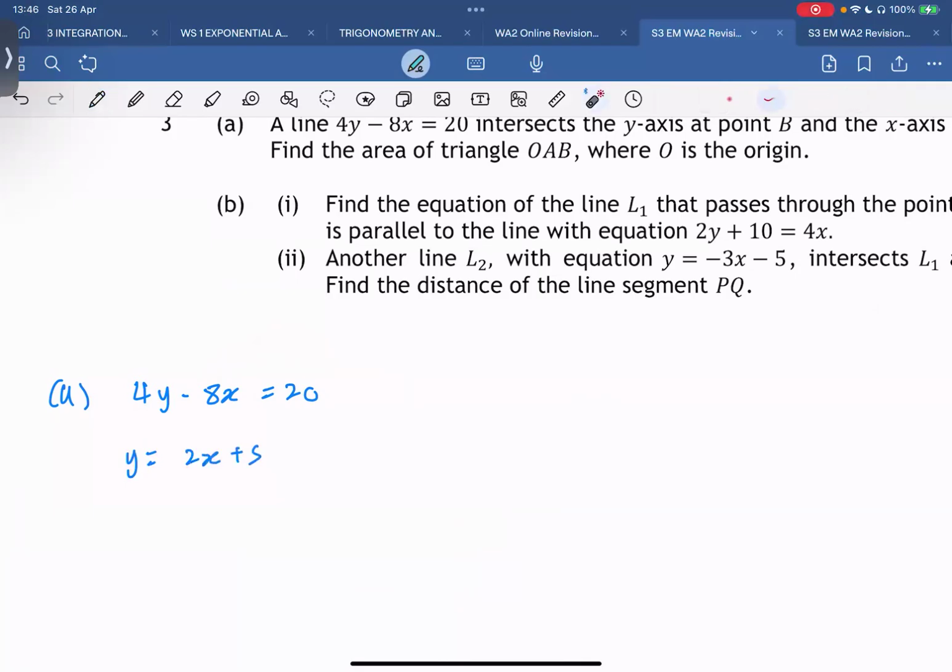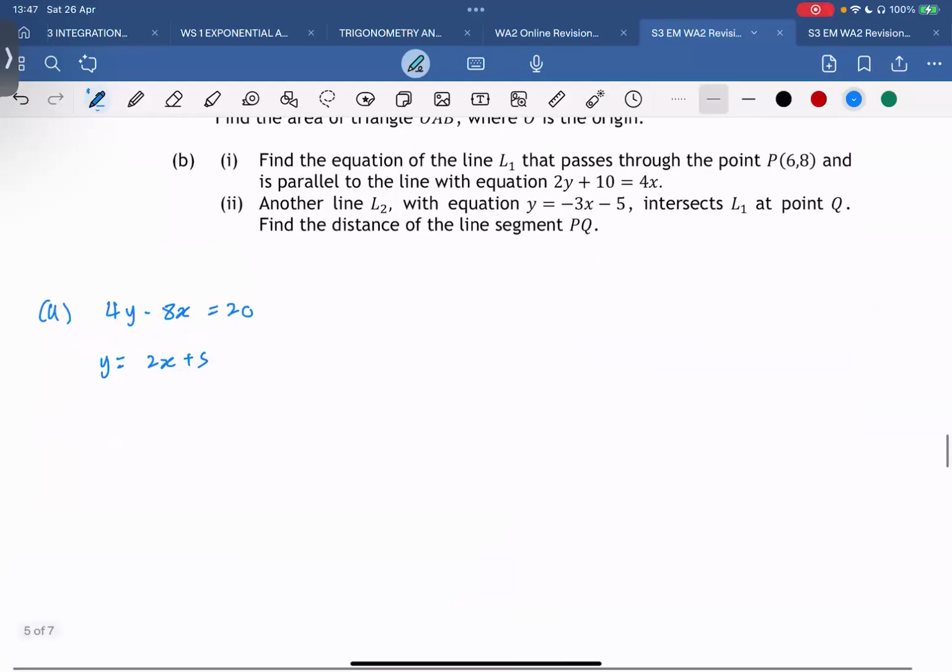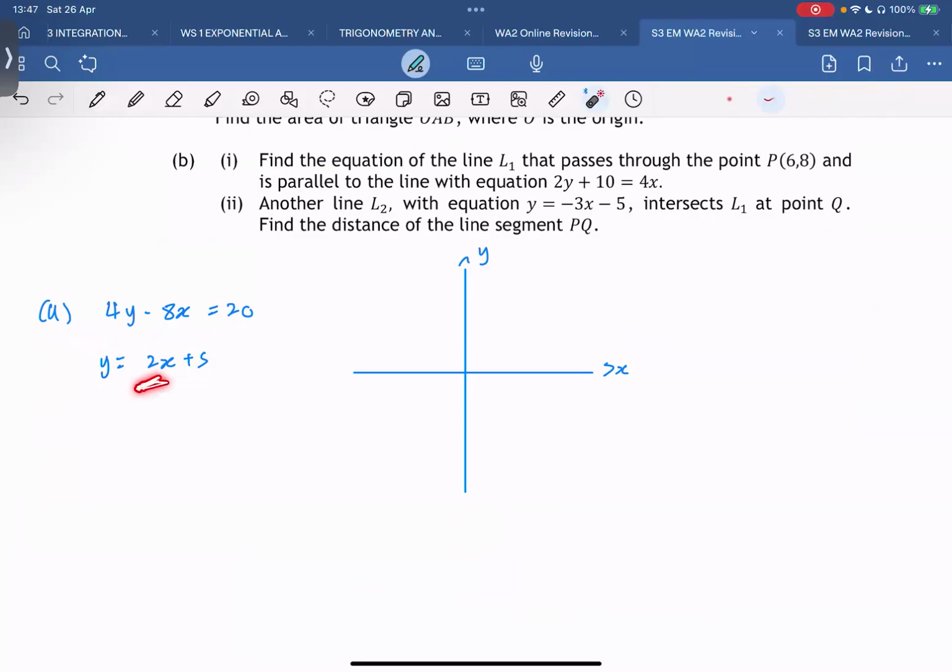And actually this equation is just simply y equals to 2x plus 5 with a gradient of 2 and y-intercept of 5. So to help you guys visualize, we can actually draw this line out. The x and y axis. Gradient is positive 2, right? So we know the line will be upward sloping and y-intercept is c. So you must cut through 5.